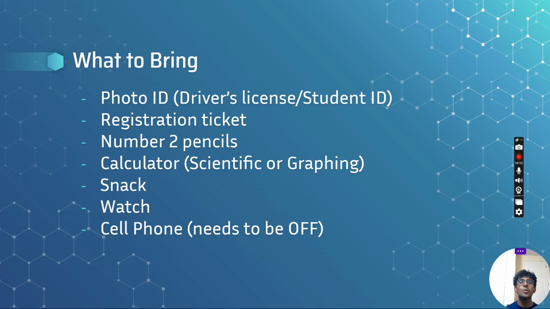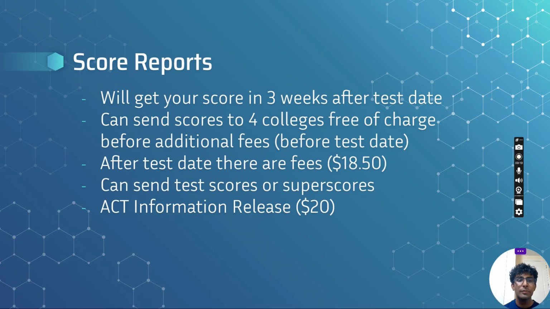So on test day, what you want to bring: your driver's license or student ID, your registration ticket after you register on the ACT website, number 2 pencils, a calculator, a snack, and a watch. And if you are bringing your cell phone, it needs to be completely turned off. It cannot ring at all during the test, or your test is going to get disqualified. Ideally, you don't want to bring your cell phone, but if you do, just to contact with your parents after you finish the test, it needs to be completely off.